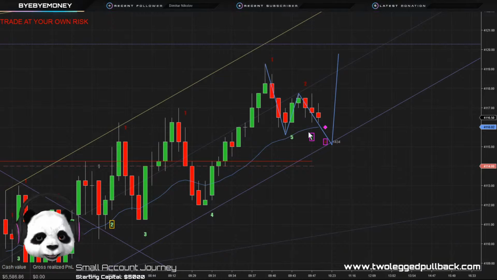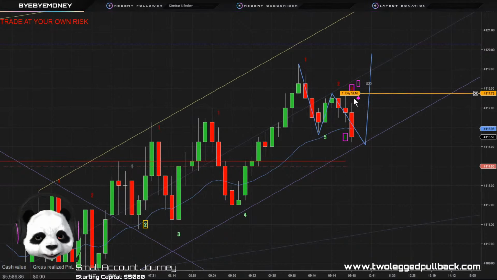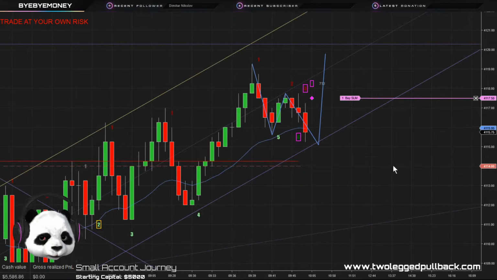I'd like it to come down a little bit further. I'd like it to at least touch the 20 EMA here. All right, we touched the 20 EMA. I might be interested in a two-legged pullback right here. Trading only one contract, so every point is $50. I have a setup here. I'm setting up my trade.